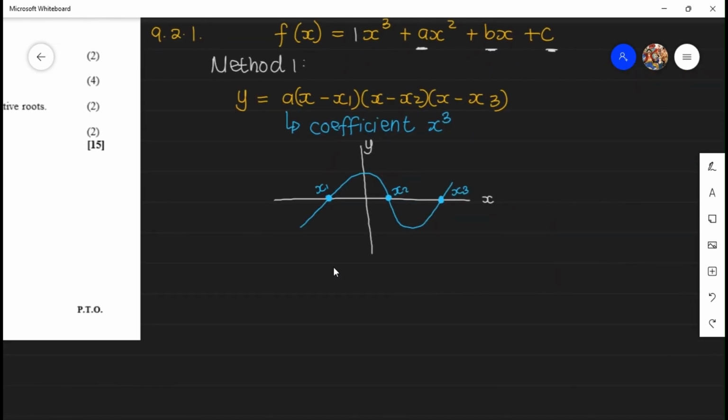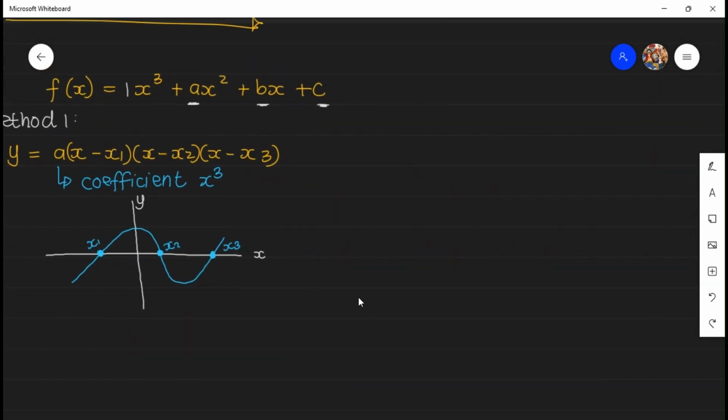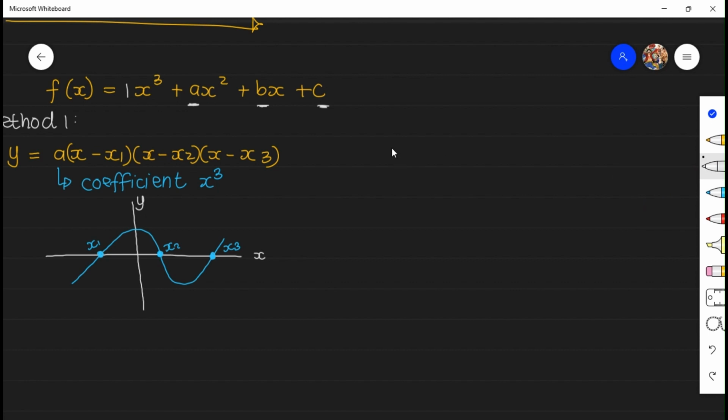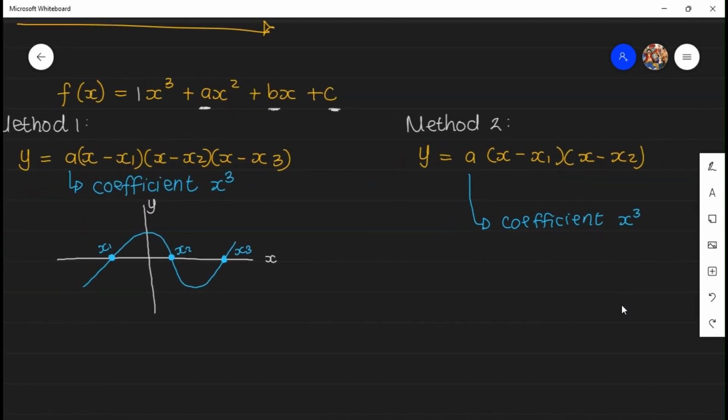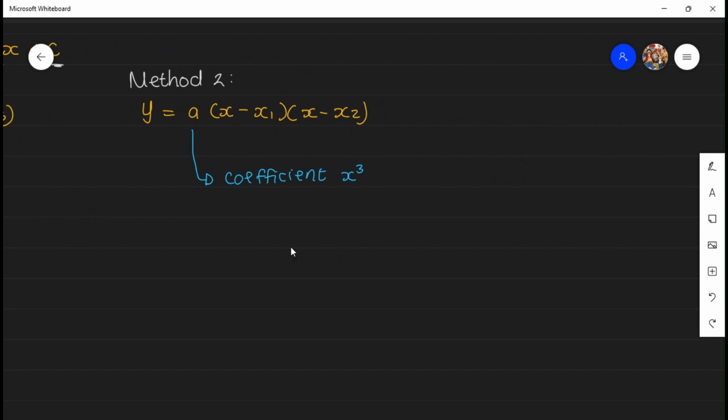Now I'm going to call that method 2. Now method 2 has a similar formula to method 1. We've got y equals a into (x minus x1), (x minus x2), whereby the value of a is still the coefficient of x cubed. It has not changed. Now, something important. In method 1, it does not matter which you label as x1, x2, or x3. As long as you substitute x-intercepts in x1, x2, and x3, it doesn't matter in which order. However, in method 2, the order matters.